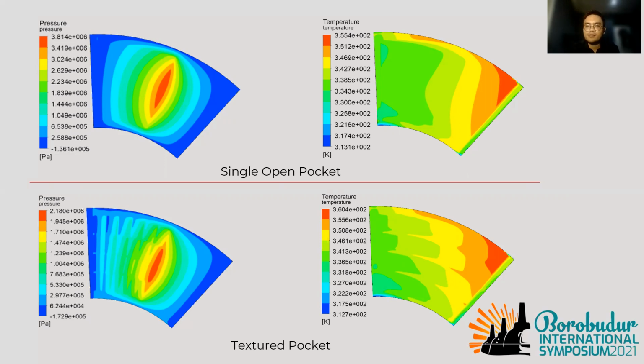On the right-hand side, it can be seen that the temperature for the single open pocket is lower than the textured pocket, and the maximum temperature occurs at the trail inside of the outlet, shown by the red area.